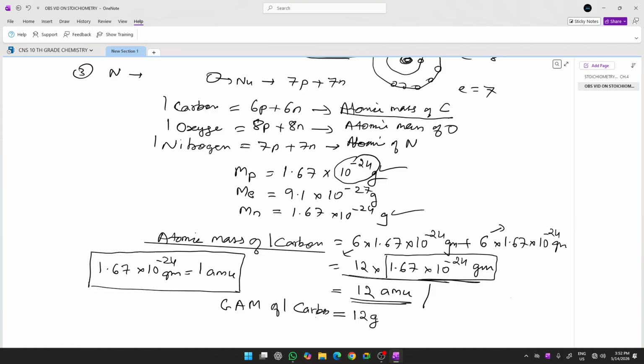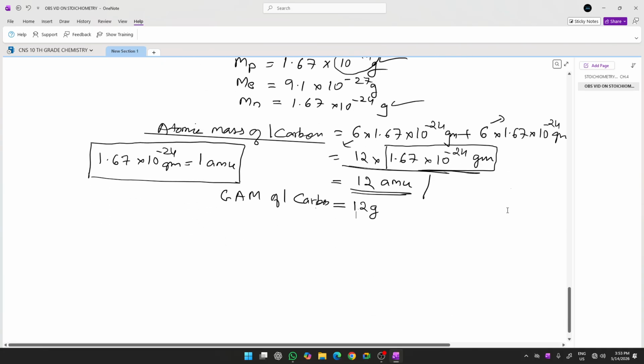But every time for the gram atomic mass of any element, whatever is the atomic mass in terms of AMU, you just remove the unit, keep the numerical value the same, and substitute that AMU by gram. That will give you the gram atomic mass. Okay? But it's not exactly like that. I'll tell you how it works. Now, gram atomic mass is what you know: atomic mass expressed in grams.